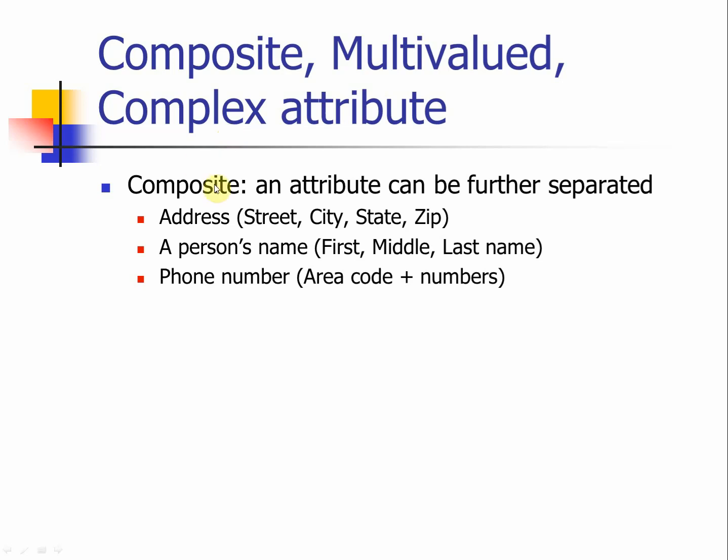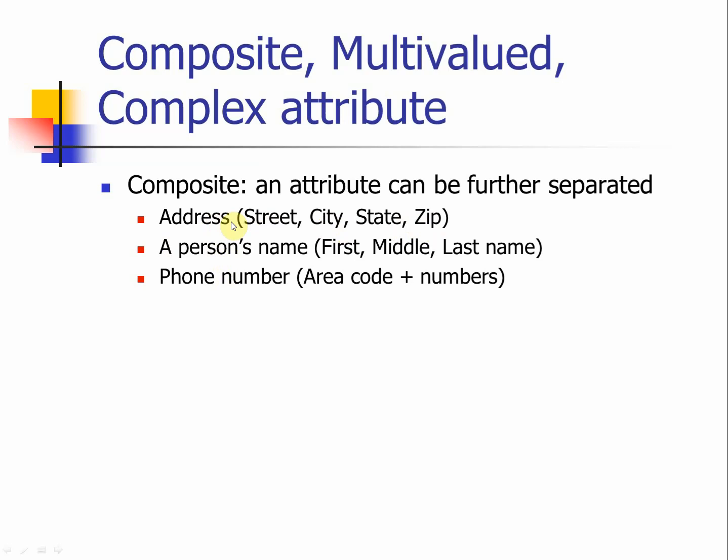So a composite attribute, as we discussed earlier, is an attribute that can be further divided into smaller subparts. For example, address can be further divided into street, city, state, zip code. A person's name can have first name, middle name, and last name. Another example is a phone number, which can separate into area code plus the rest of the numbers. Those are attributes that can be further divided, and that's what we call a composite attribute.